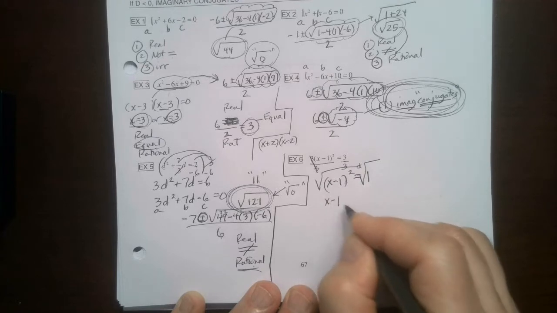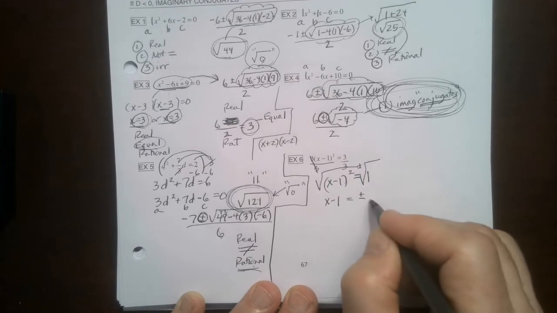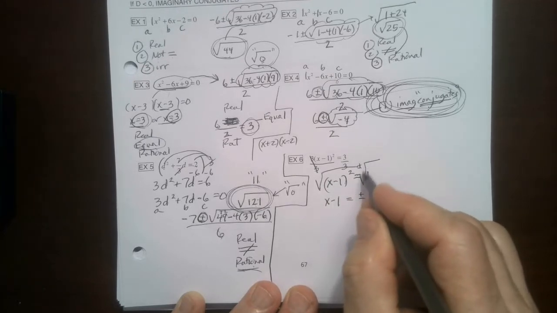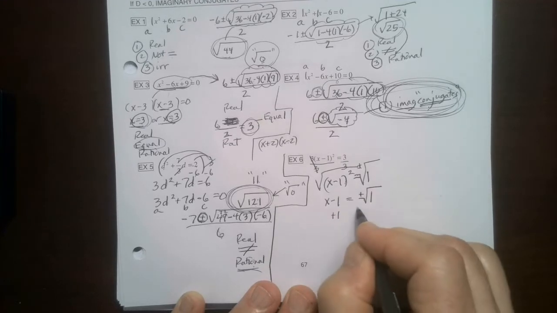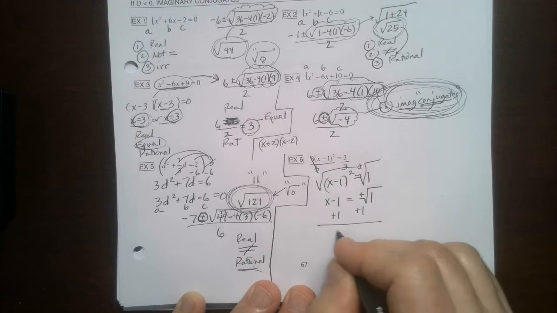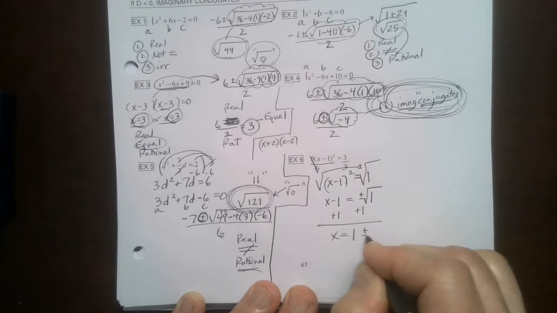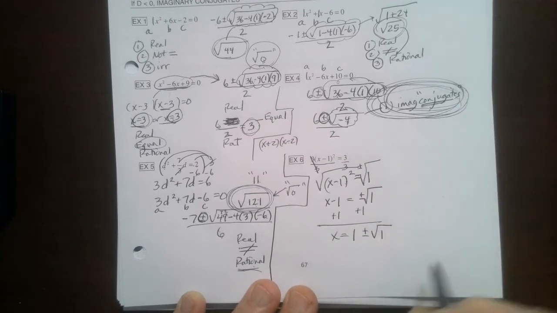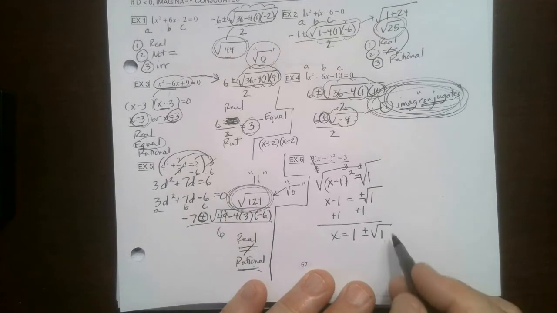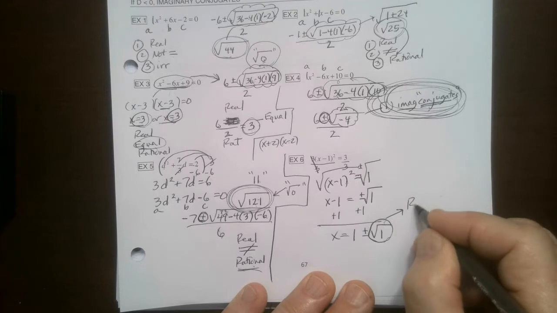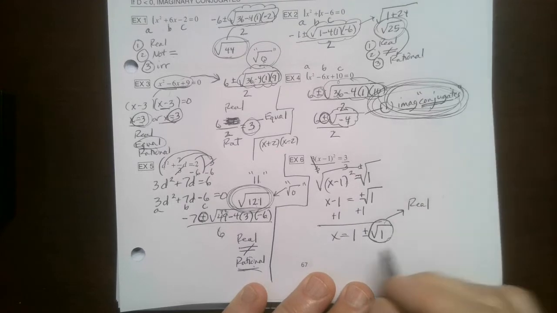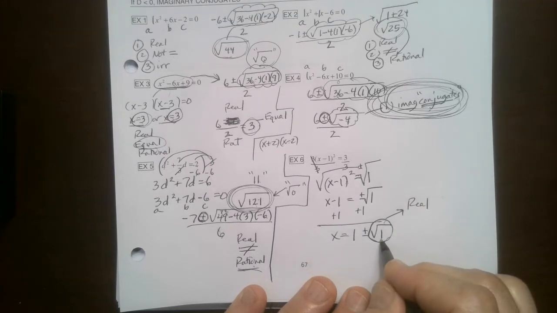So I get x minus 1 equals plus or minus the square root of 1. And then I go add 1, so I get x is 1 plus or minus the square root of 1. I'm going to leave it like that on purpose because this is really what we need to talk about. It's real. It's the square root of 1. And if you think about it, it is 1.